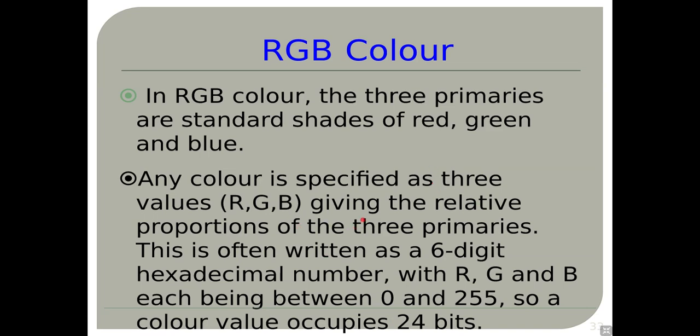So any color is specified as 3 values. So these are the 3 primary colors: red, green and blue. Okay, RGB, often written as a 6-digit hexadecimal number. Each of R, G and B is between 0 and 255, so a color value occupies 24 bits.